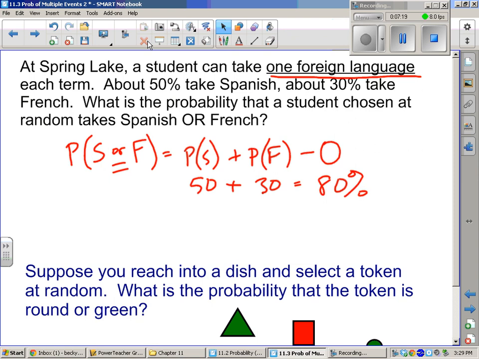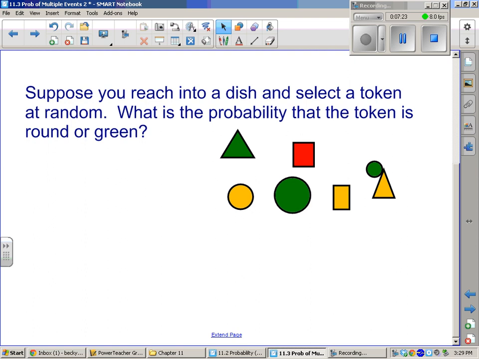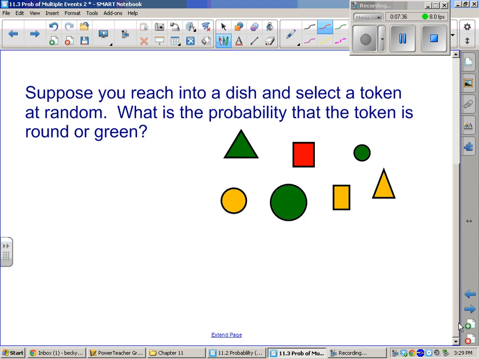All right, next one. Suppose you reach into a dish and select a token at random. What is the probability that the token is round, oh, very nice, or green? Okay. Try to move them at the same time. I don't think you can do that. Yeah, not on the smart board.